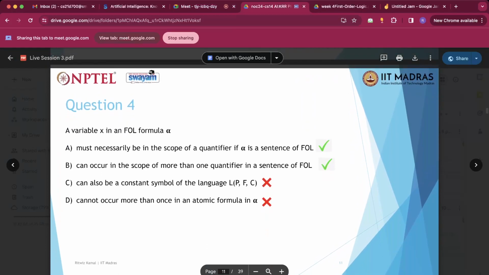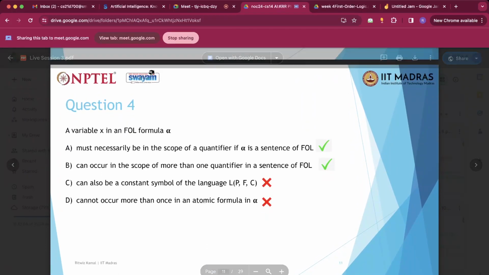So of course, a variable x must necessarily be in the scope of a quantifier if alpha is a sentence of first order logic, right? Because we just saw by the definition of a sentence, it must not contain free variables, and therefore it must necessarily be in the scope of a quantifier if it has to be a sentence. And of course, if it is in the scope of a quantifier, it can also be in the scope of multiple quantifiers if it has to be a sentence.